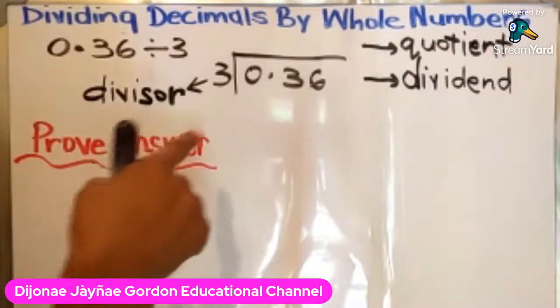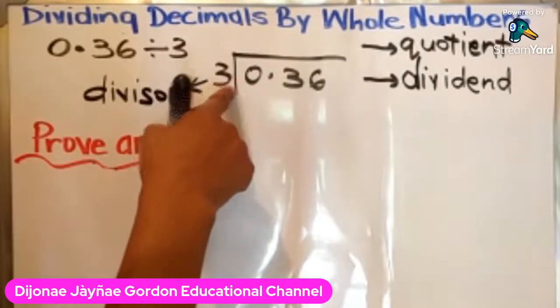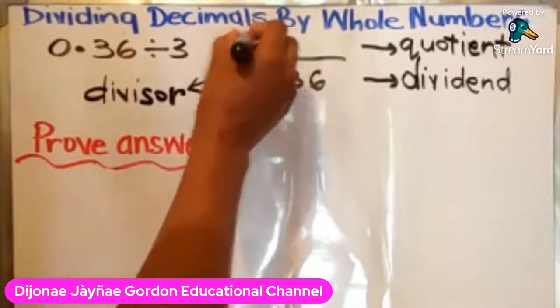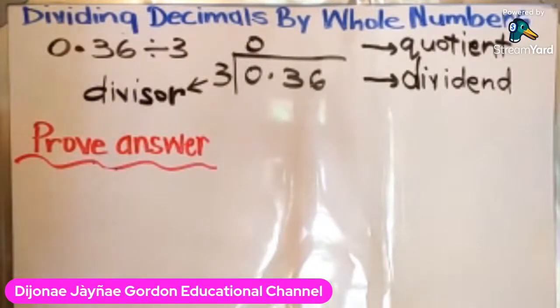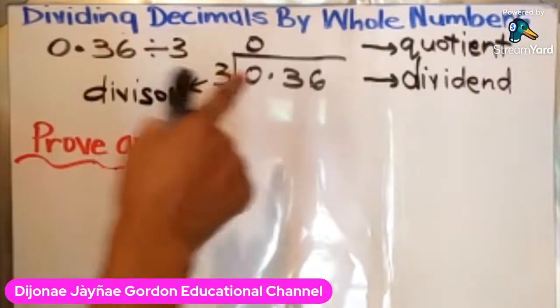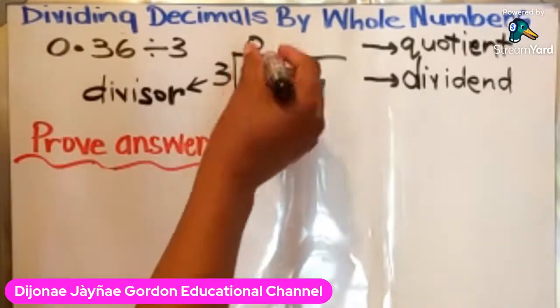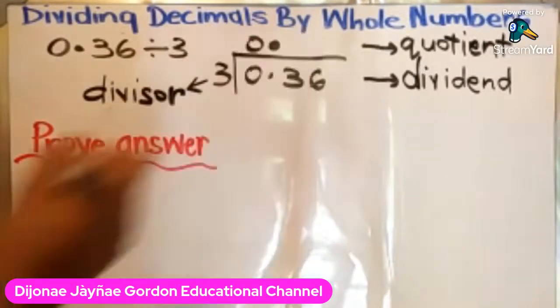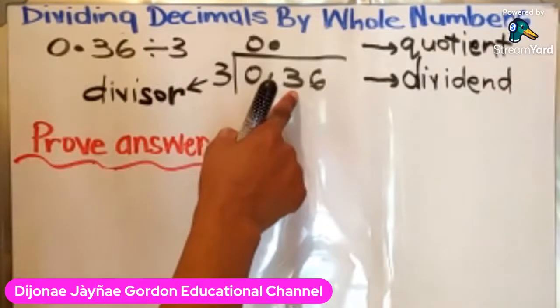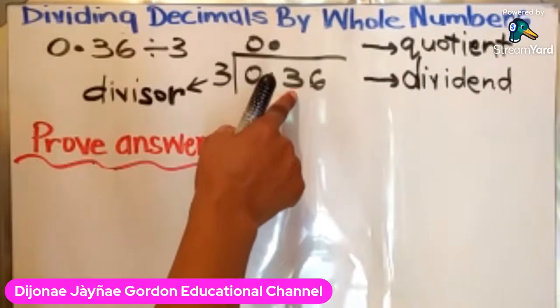And of course, how many groups of 3s can you get from 0? You can't. You're going to put a 0 right there. And of course, the next thing you are going to do is to look to see what is next in line. We have a decimal place. Put your decimal place up there. Then we're going to look for the next digit, which is 3. And of course, it is in the 10th place.